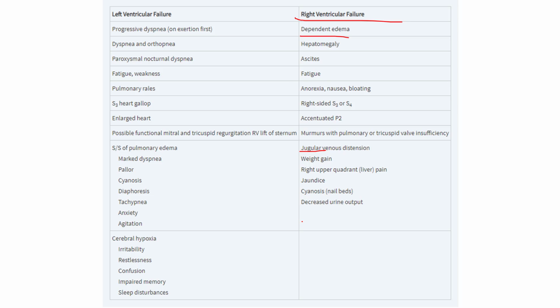Now, importantly, left ventricular failure can cause right ventricular failure, right? Because if we end up losing the ability to pump blood efficiently out of the left ventricle, right?